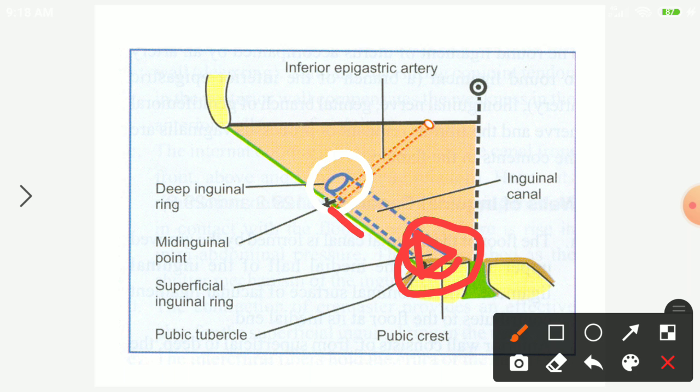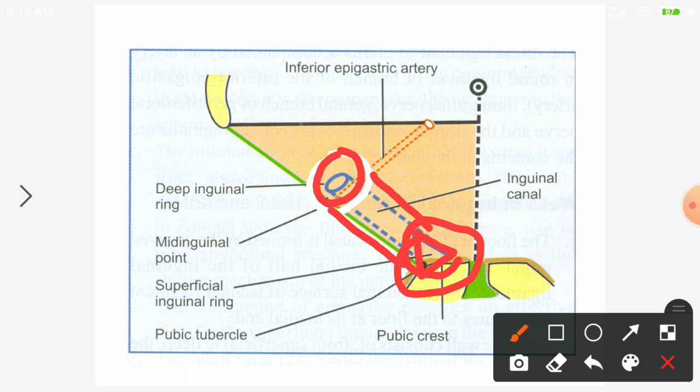Now you carefully observe this with dotted lines. So this connection, or oblique passage, in the lower part of the anterior abdominal wall, in between the superficial inguinal ring and the deep inguinal ring, is called the inguinal canal. It is about 4 centimeters in its length.